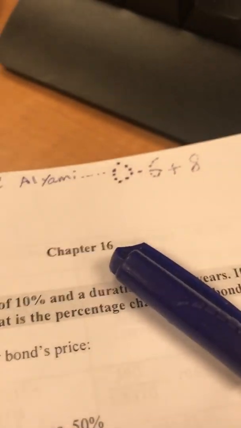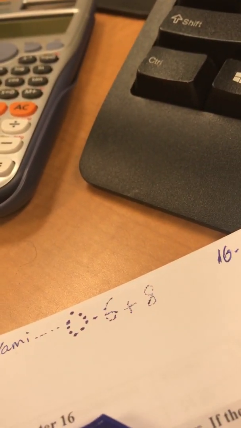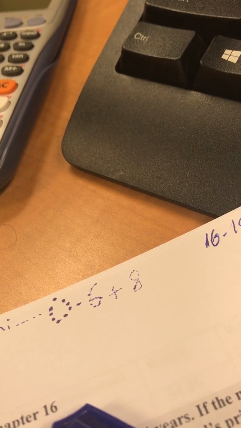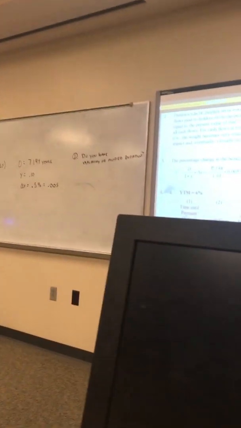You've got D star already. If you have Macaulay duration, you have to change it to modified duration. How do you do that? You divide it by 1 plus y.